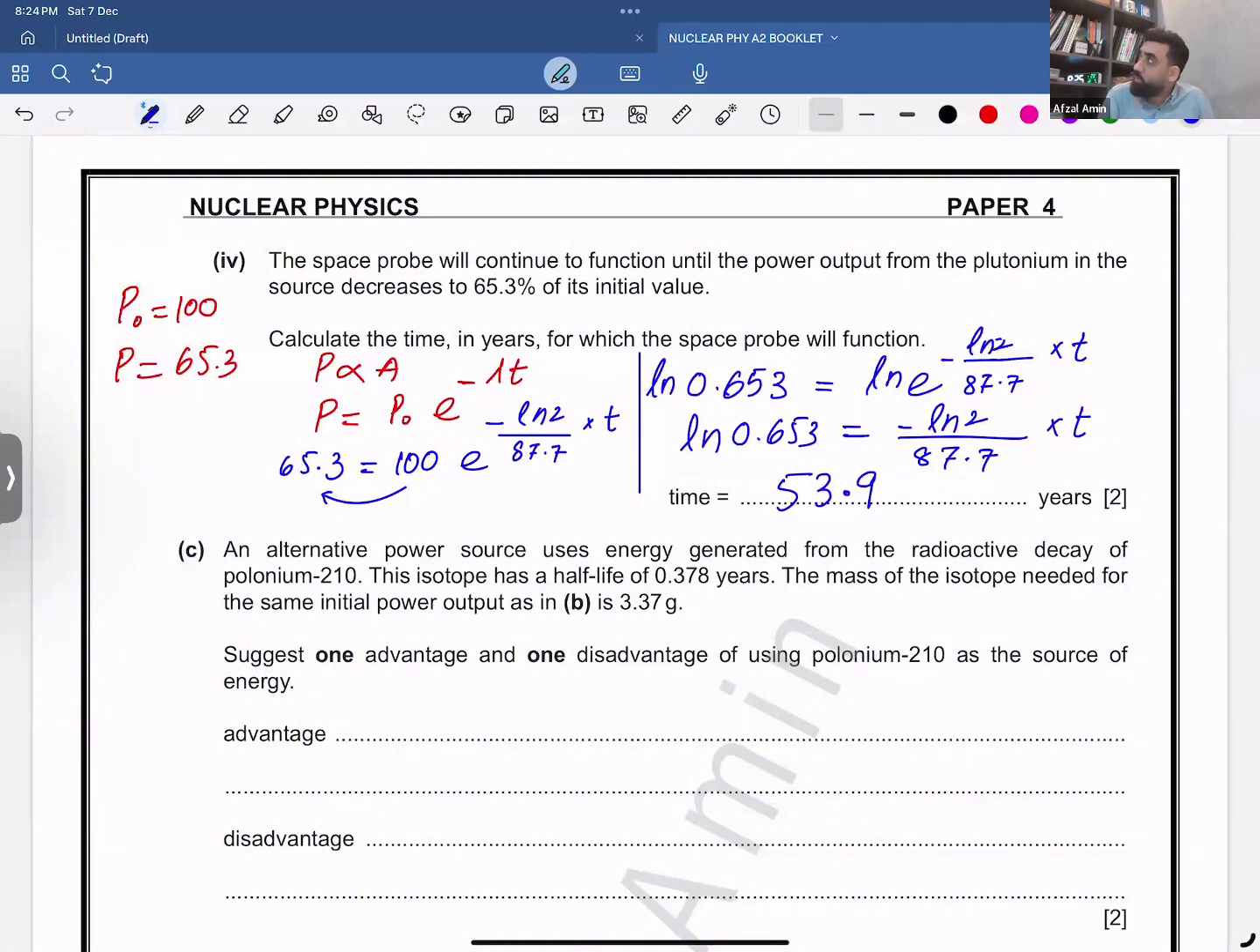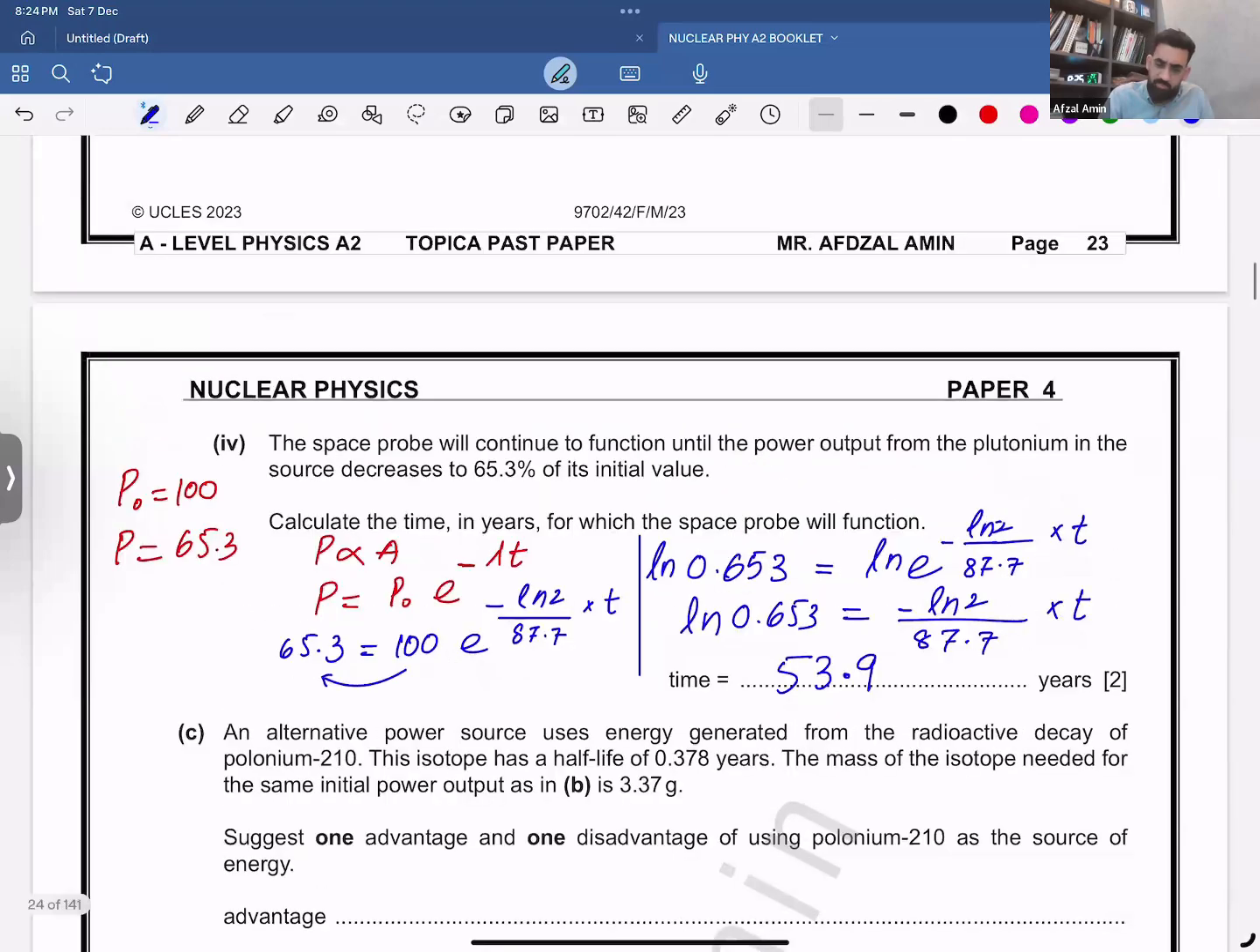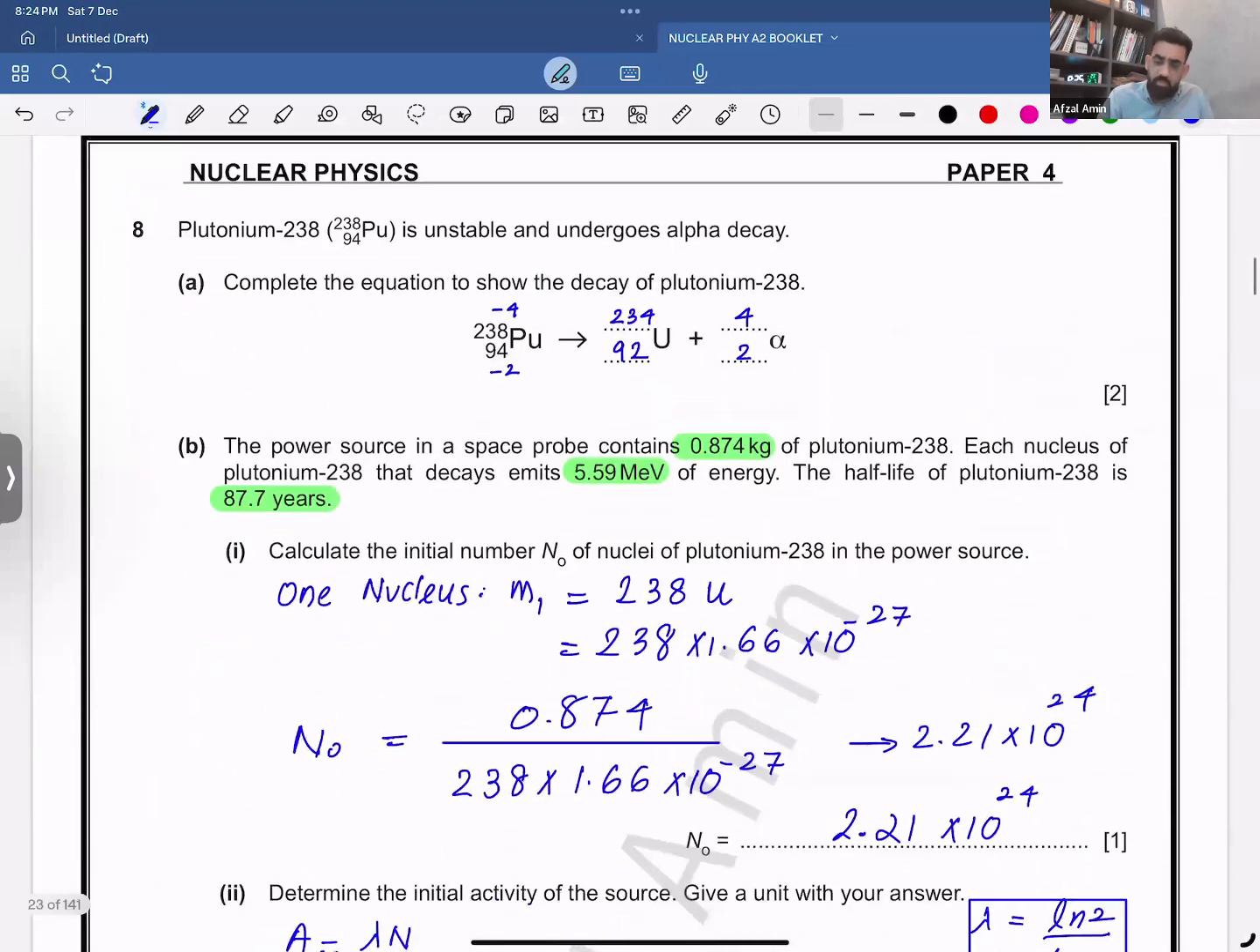So the space probe will function using how much mass? Nice. Just less than 1 kilogram of this fuel, and the space probe can function for 60 years.